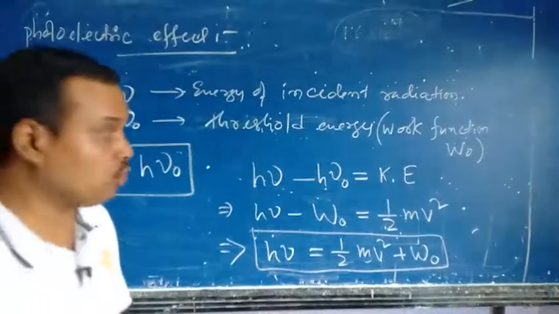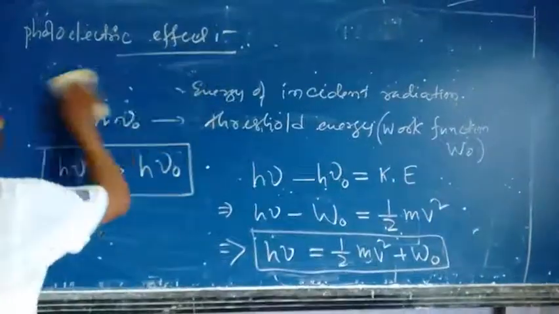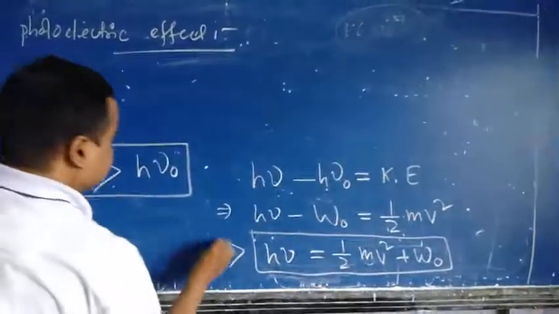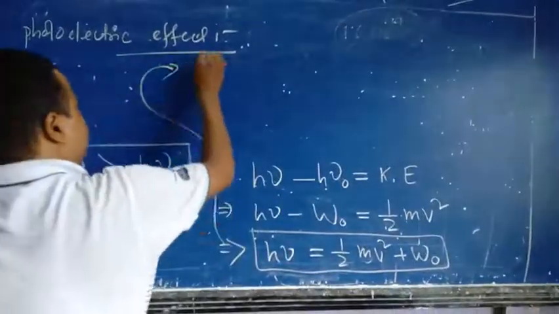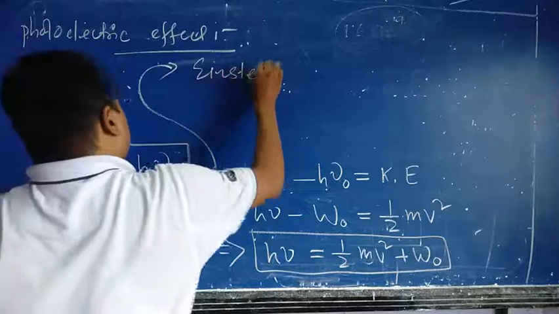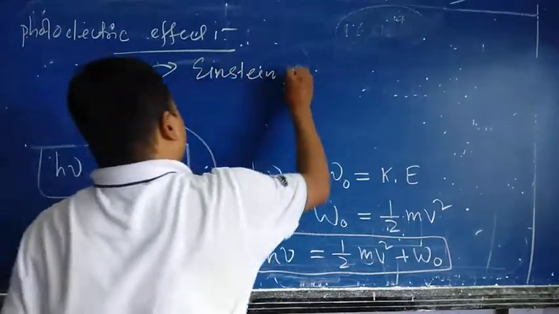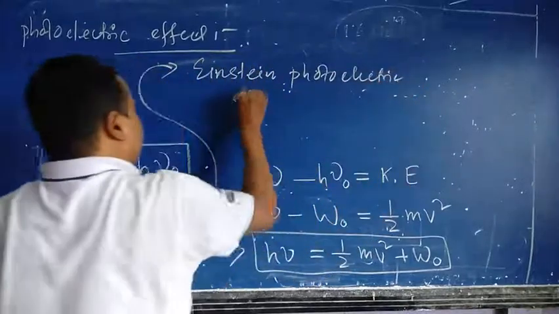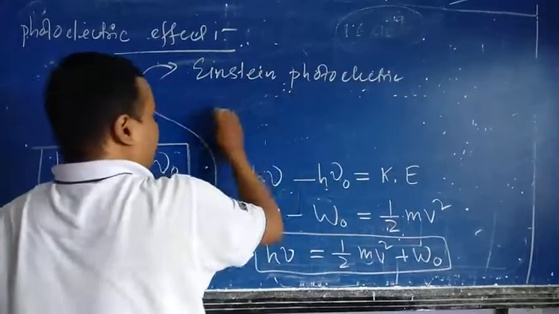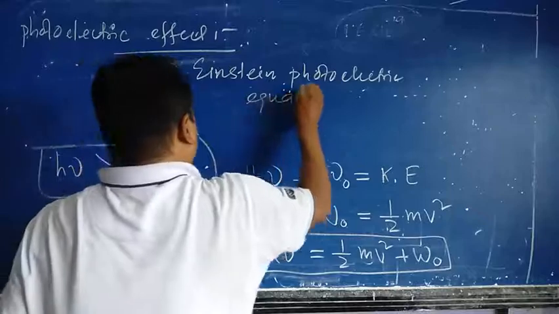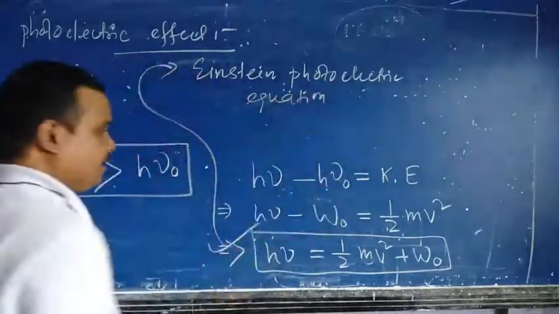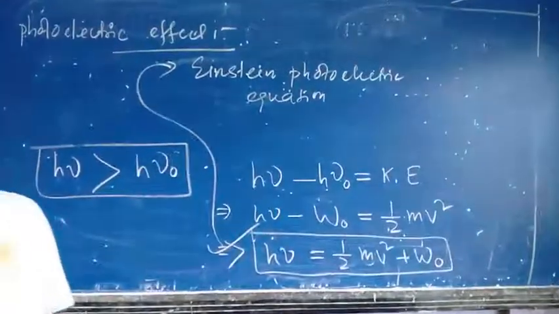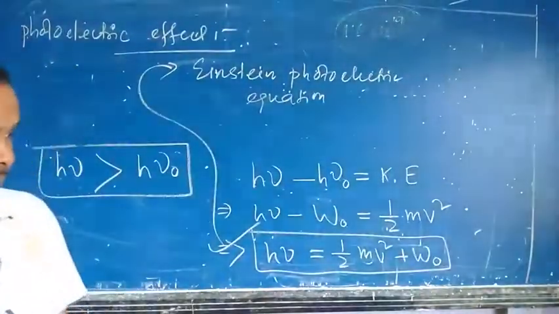Einstein photoelectric equation. What is the name of this equation? This equation is known as Einstein photoelectric equation. So this equation is important for you. So this equation is known as what? Einstein photoelectric equation.